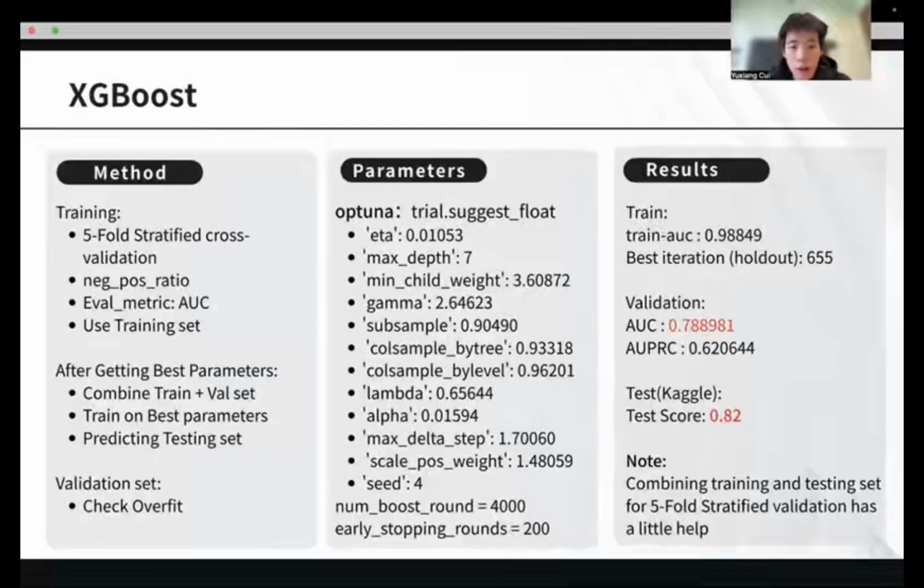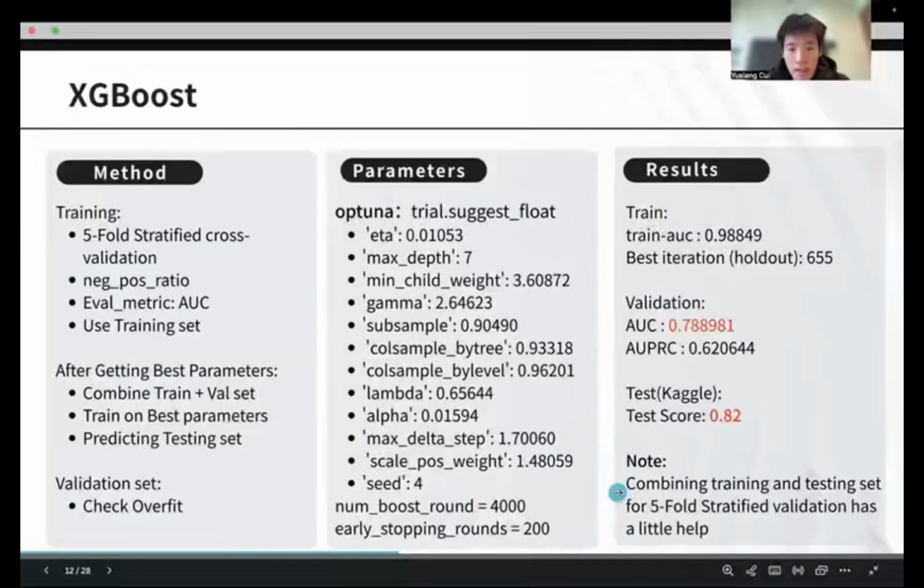Here are the best hyperparameters. After the training, we can see the following results. The AUC of validation set is 0.789, testing score in Kaggle is 0.82. And actually, we have tested that combining training and testing set for 5-fold stratified validation does not help a lot.